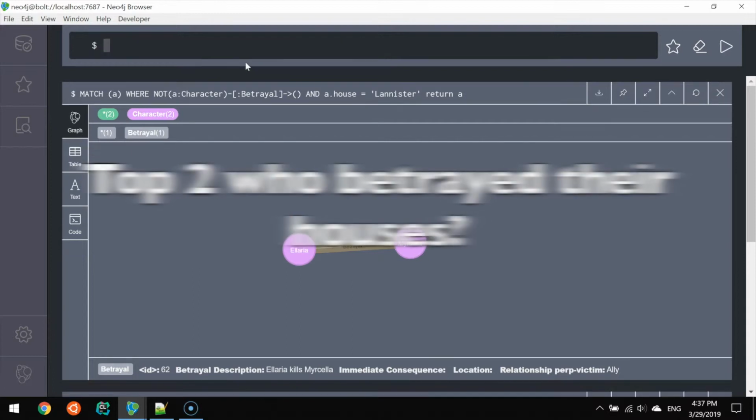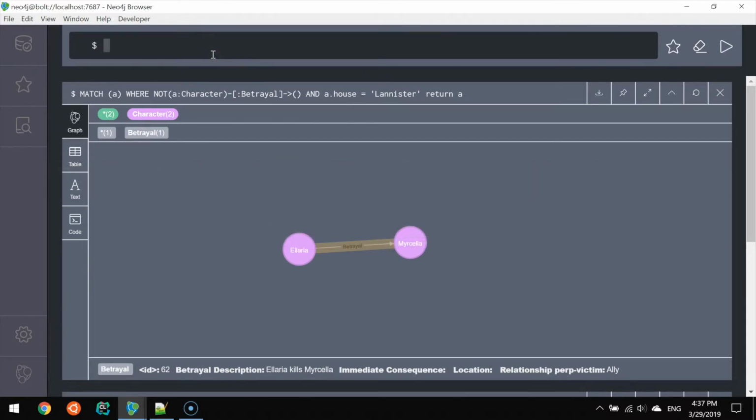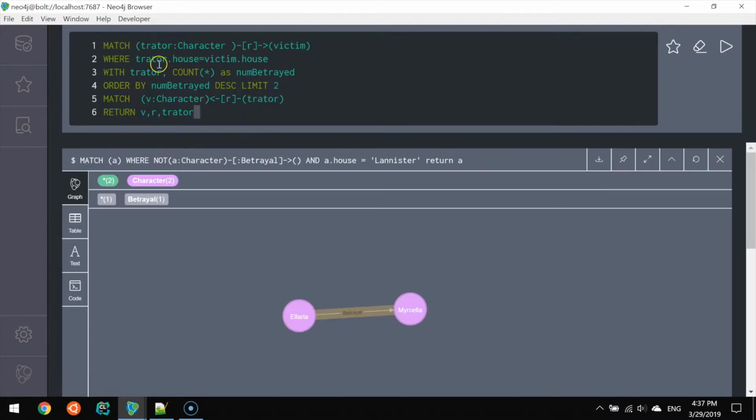Alright, now let's find the top two characters who betrayed their houses the most. To achieve this, first we're going to find all the patterns in our graph where the traitor's house is equal to the victim's house. Then we're going to use the WITH clause to propagate those traitors, and we're going to count all the people they betrayed.